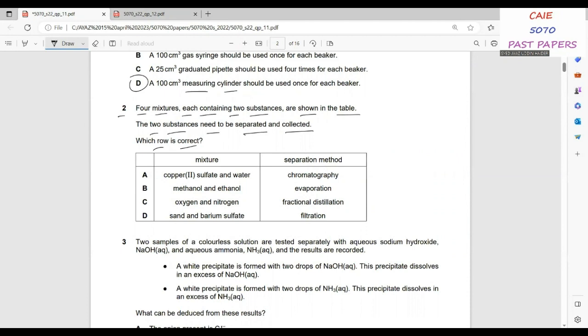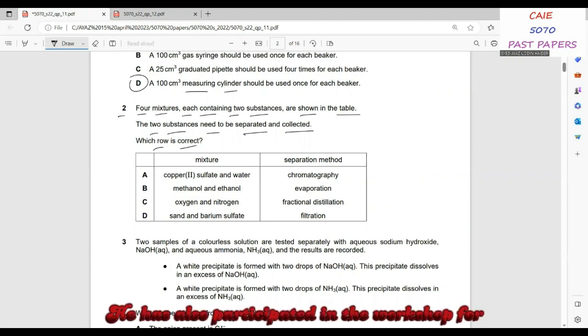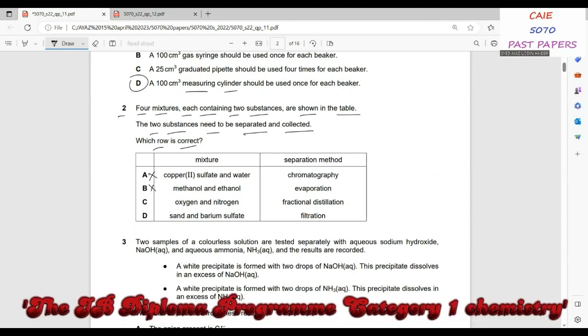B. Methanol plus ethanol. Methanol and ethanol are miscible liquids, so you can't use evaporation. So both A and B are incorrect. C. Oxygen and nitrogen. Both oxygen and nitrogen are present in air. The separation method for these two, after liquefaction, will be fractional distillation. So C will be the right answer for this question.